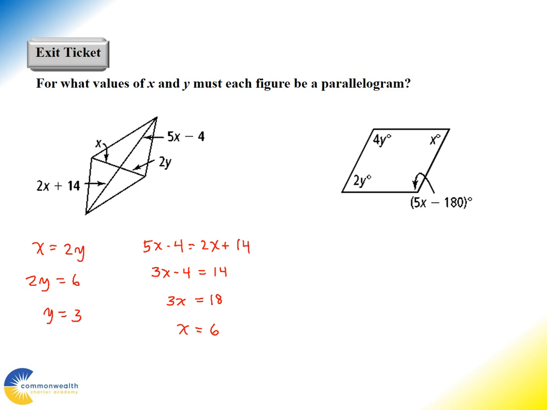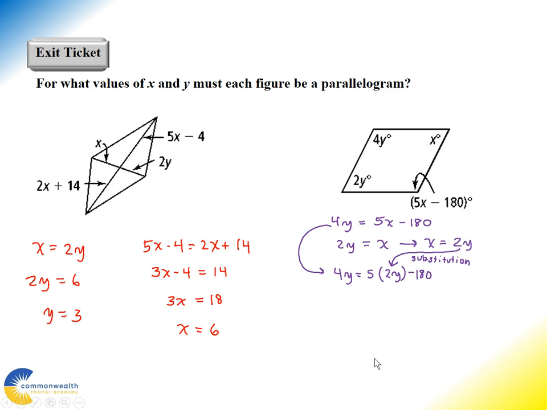If I also use the fact that consecutive angles like 2y and 4y, as well as x and 5x minus 180, would have to be supplementary or total 180, that would make it an easier time for me because I would set up an equation in both those cases that would allow me to easily solve for it. Although this way I did set up a system of equations just to kind of show it.